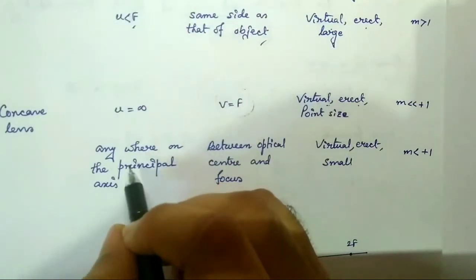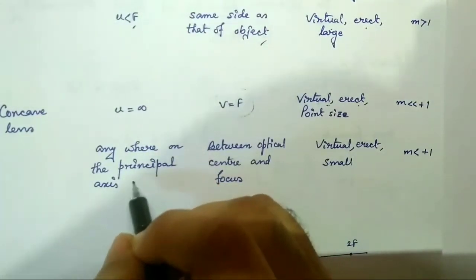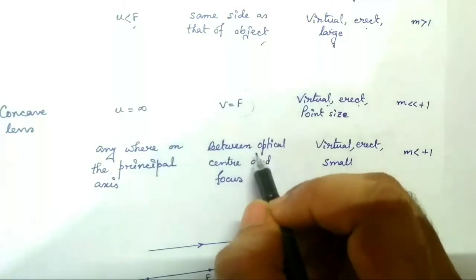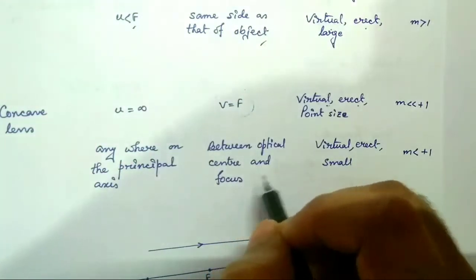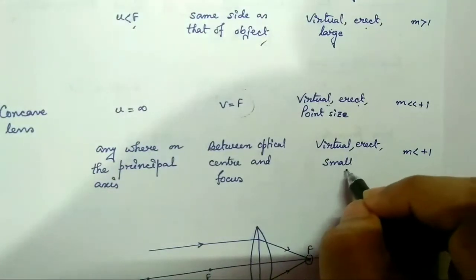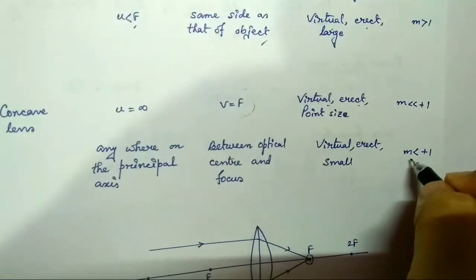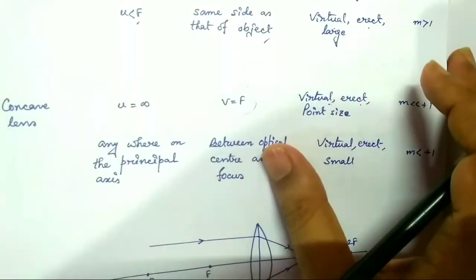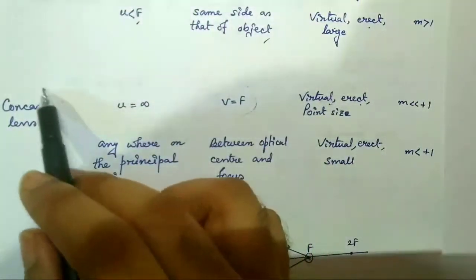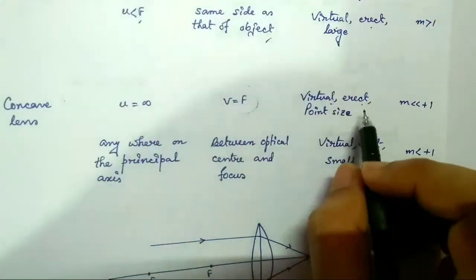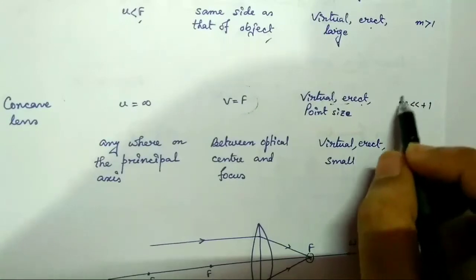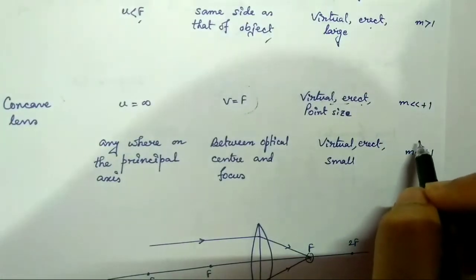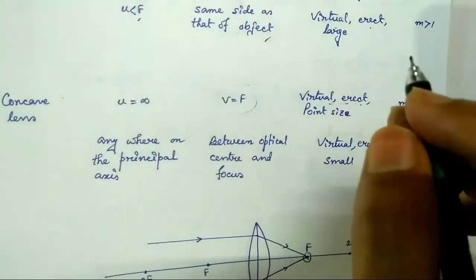If the object is placed anywhere on the principal axis, then the image will be formed in between the optical center and the focus, and it will be virtual, erect and small. In that case, the magnification will be less than +1. So you can conclude that for a concave lens, the image will always be virtual and erect, and the magnification will be less than +1. Now move on to the next part.